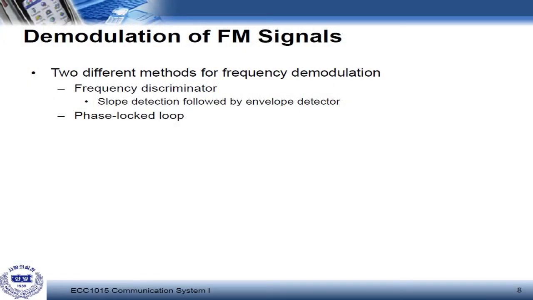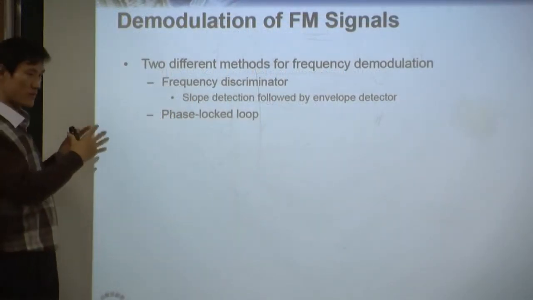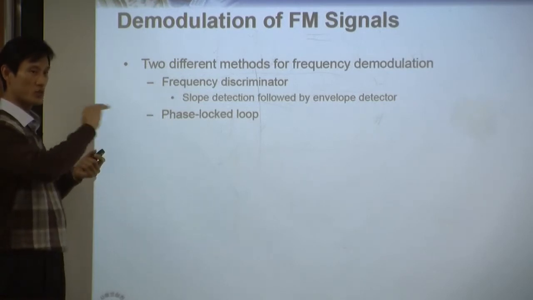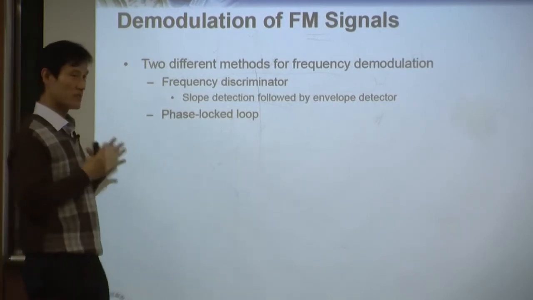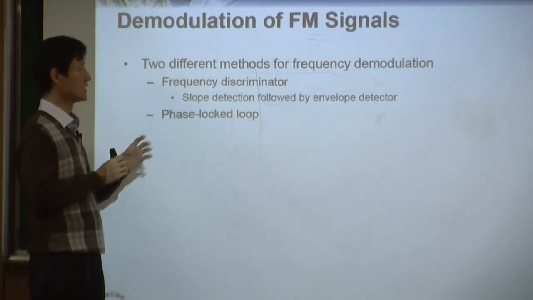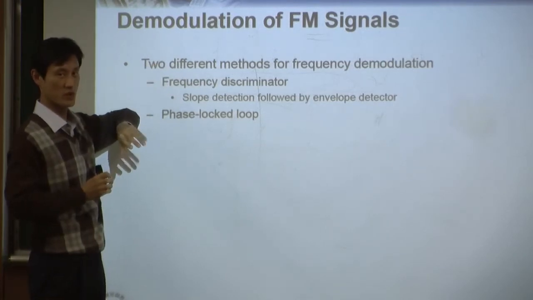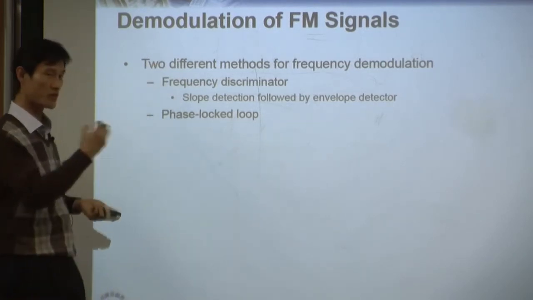Okay, now so far what we discussed is how to generate an FM signal. And you are going to generate the FM signal as we discussed and then transmit. Now at the receiver, we are receiving the FM modulated signal, and we need to demodulate the transmitted signal in order to recover your message.